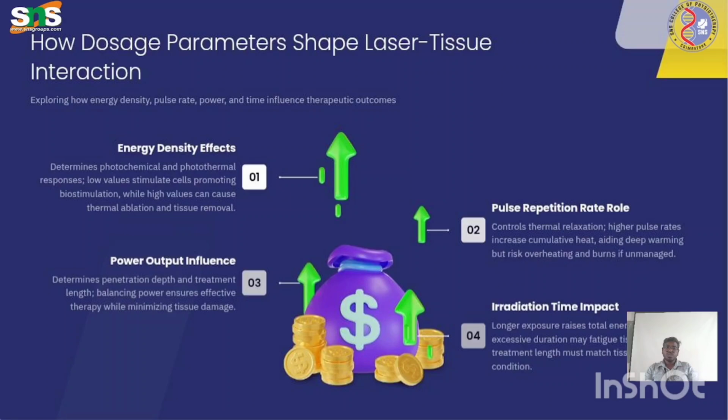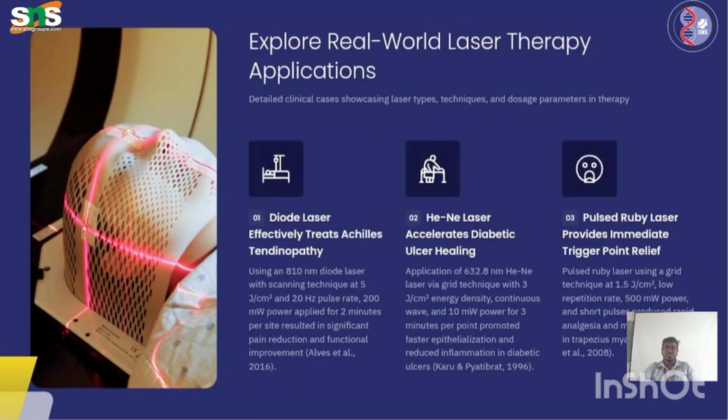Third, the power output influence determines the penetration depth and the treatment length. Balancing the power ensures effective therapy while minimizing tissue damage. And finally, the radiation time impact. Longer exposure raises the total energy delivered. Excessive duration may fatigue tissue. So the treatment length must be matched to the tissue type and according to its condition.